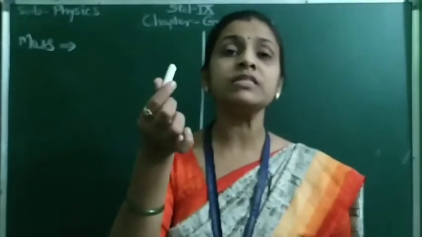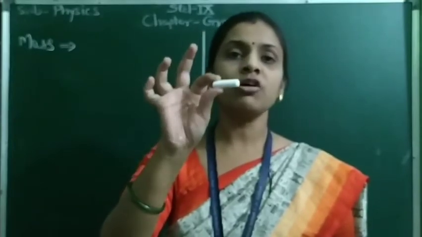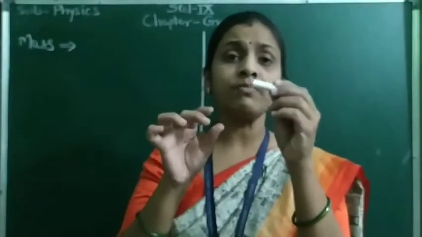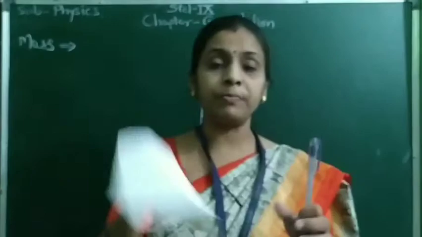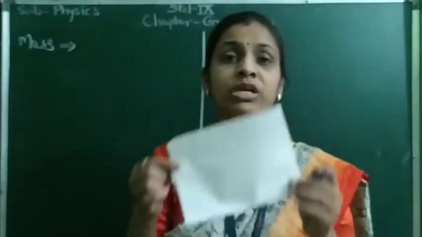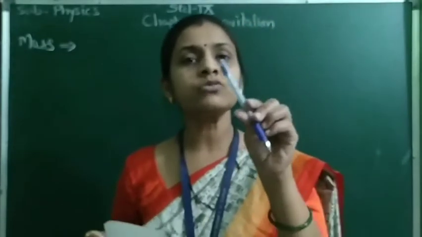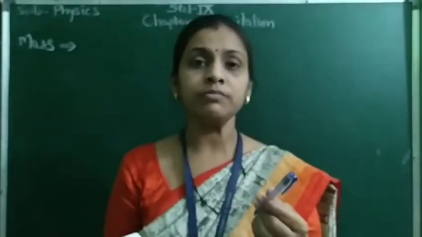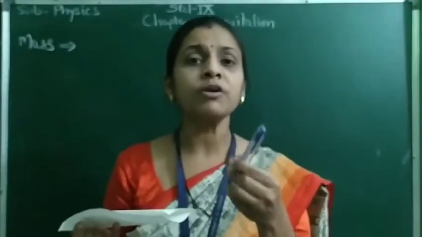For example, suppose we consider this chalk. If this is the object, then this chalk consists of matter, of a number of small particles. If we talk about the paper, then this paper is also made up of a large number of particles, so it contains some matter. If we consider the pen, then it also consists of matter. Matter means a number of small particles.